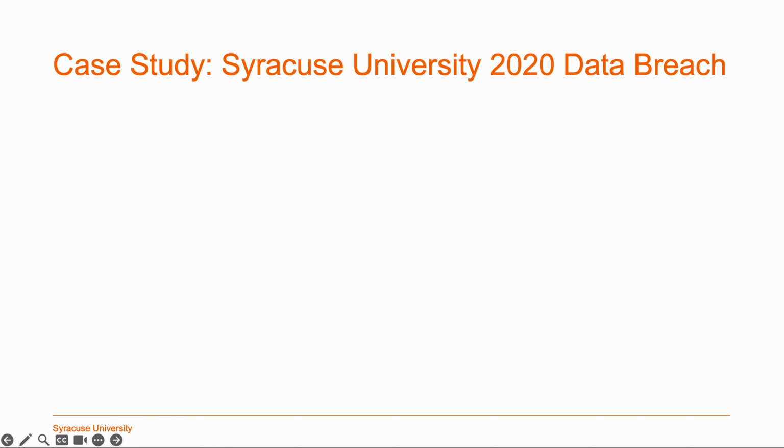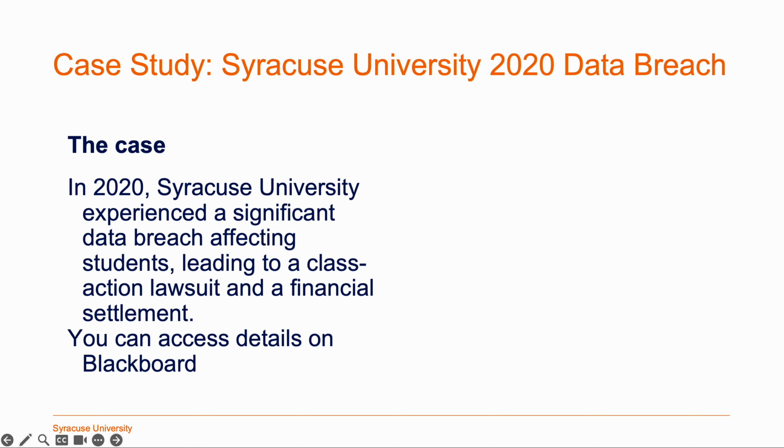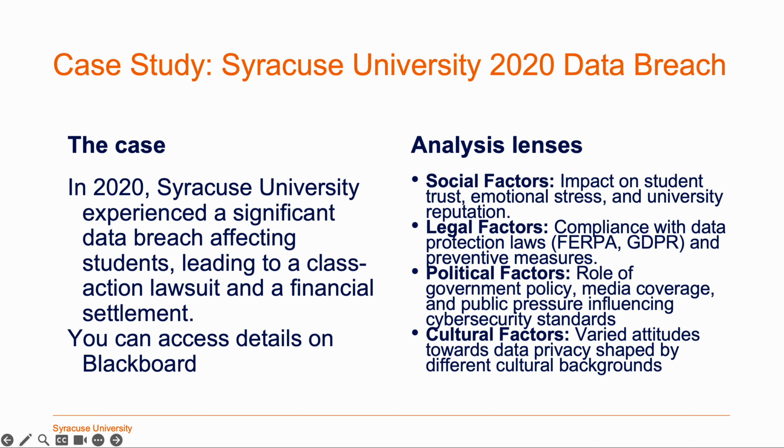So the first activity in this module is to be in groups of 2 and read through the cases that are provided on Blackboard discussion under this week's module. In 2020, Syracuse University experienced a significant data breach affecting students, leading to a class action lawsuit and financial settlement. You can access the details on the discussion board under this week's module. Based on this case, be in groups of 2 and analyze the data breach case using these 4 lenses. There are a couple of questions you should answer under each lens. Just choose one for your group and answer the questions for that factor.